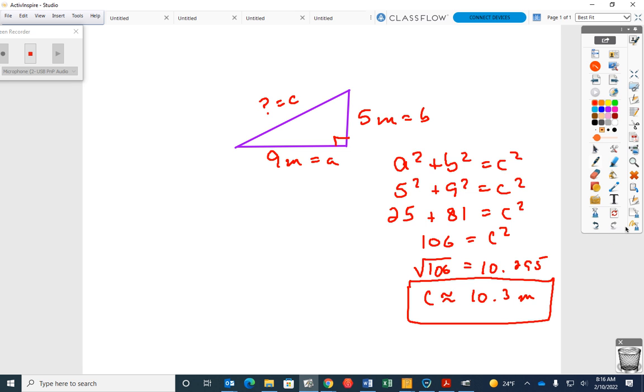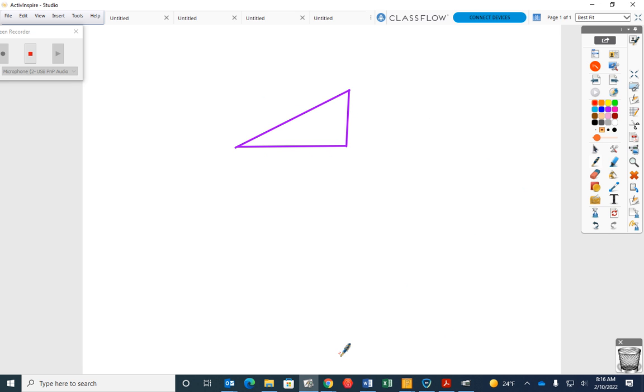All right. So let's take a look. We'll use the same triangle, okay? I've got a right angle here, and let's say this side says 15 centimeters. Over here, I've got 20 centimeters. And then I'm trying to find this one.